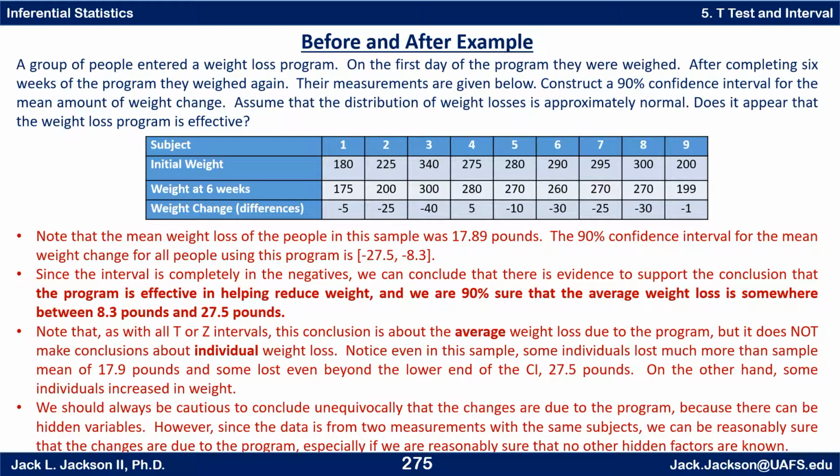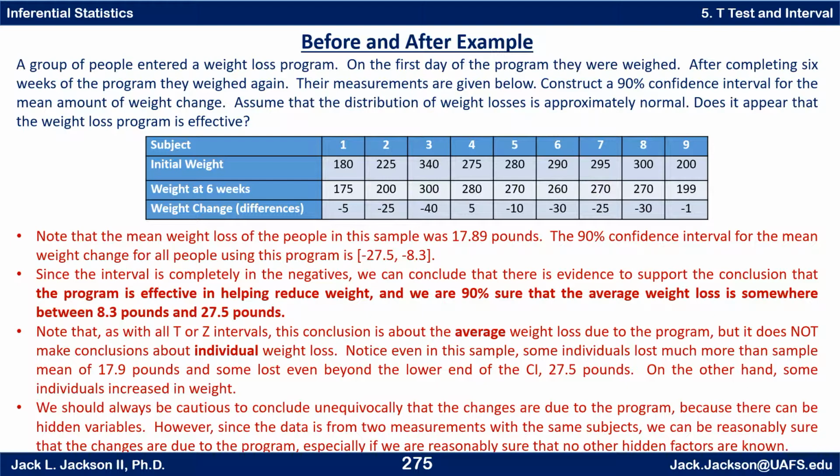So note that the mean weight loss of people in this sample is 17.89 pounds. The 90% confidence interval for the mean weight change for all people using this program is then, let's round it off, negative 27.5 to negative 8.3, and that's in pounds. Since the interval is completely in the negatives, we can conclude that there is evidence to support the conclusion that the program is effective in reducing weight, and we're 90% sure that the average weight loss after 6 weeks is somewhere between 8.3 pounds and 27.5 pounds.